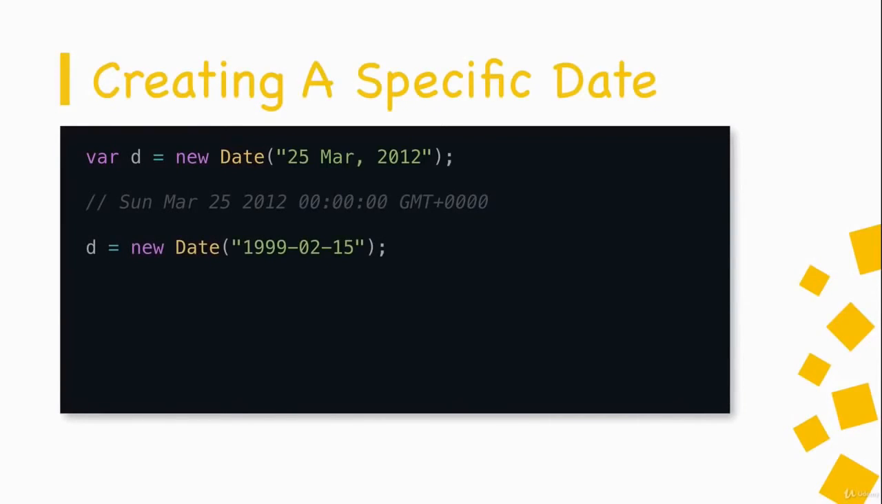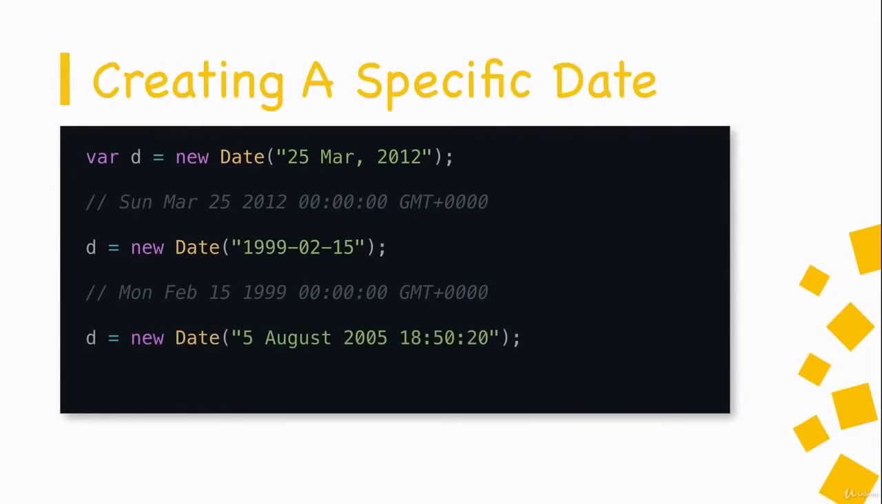So if we have a different format such as 1999-02-15, which means 15th February 1999, JavaScript also parses this correctly and will give you Monday, February 15, 1999, 00:00:00 UTC time. You can also specify the time as well. So, new Date, 5 August 2005, 18:50:20 will create a date object with value Friday, August 5, 2005, 18:50:20 UTC time.